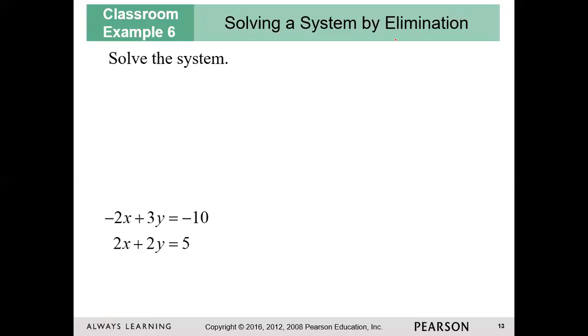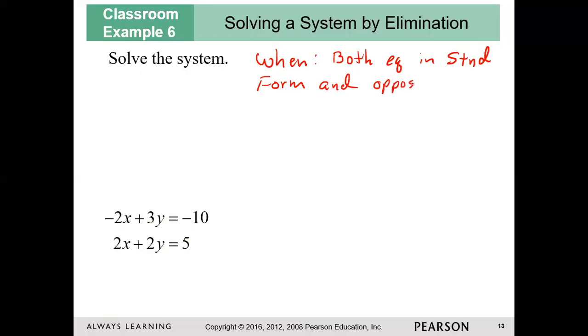So when do we wanna use elimination? So I'll start with that. So the when to use elimination. So you want both equations in standard form, which we have. So ax plus by equals c, ax plus by equals c. So we want both equations in standard form, and we want opposite coefficients on the same variable. Okay, so we want opposite coefficients on the same variable.